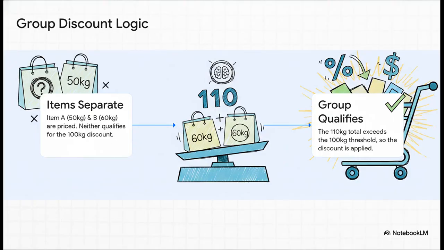This is where a special little trick called a group condition comes into play. So, imagine there's a discount if you order over 100 kilograms of stuff. If you've got two items in your cart, one's 50 kilograms, the other 60 kilograms. On their own, neither one qualifies. But a group condition tells the system, hey, look at the total. It adds them up, sees 110 kilograms total, and boom, applies that discount to the whole order. It's a super powerful way to encourage bigger purchases.